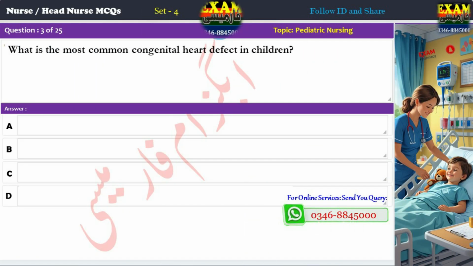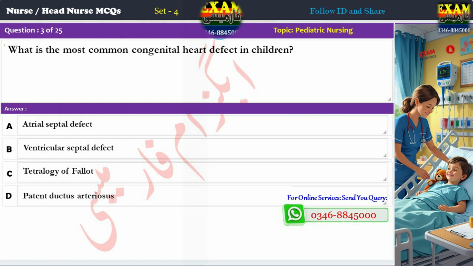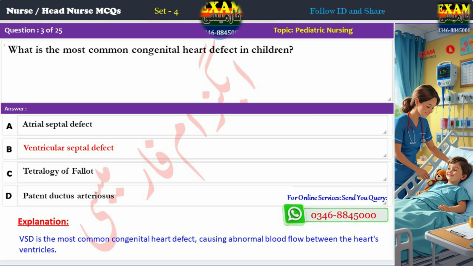Question 3. What is the most common congenital heart defect in children? A. Atrial septal defect. B. Ventricular septal defect. C. Tetralogy of Fallot. D. Patent ductus arteriosus. Correct answer: B. Ventricular septal defect. Explanation: VSD is the most common congenital heart defect, causing abnormal blood flow between the heart's ventricles.